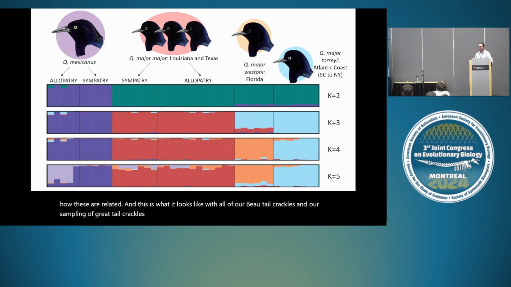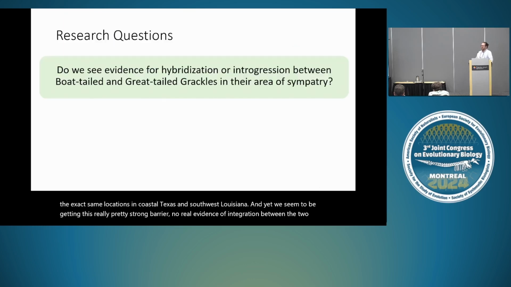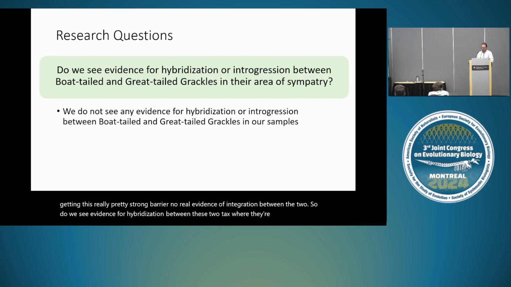And so the first thing that should jump out is there's a pretty strong boundary between the two described species. And that actually becomes even more striking when you look at the contact zone. All the birds in this box are in the exact same locations in coastal Texas and southwest Louisiana, and yet we seem to be getting this really pretty strong barrier, no real evidence of introgression between the two. So do we see evidence for hybridization between these two taxa where they're sympatric? No, we haven't found any evidence of that.